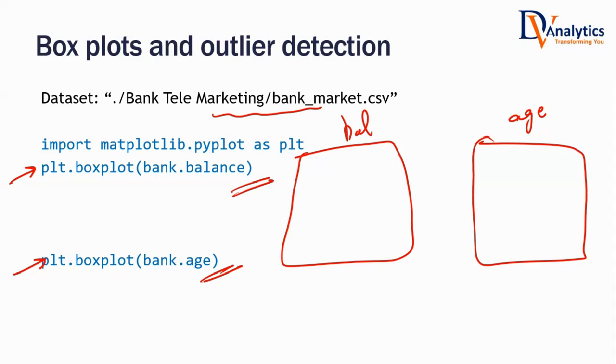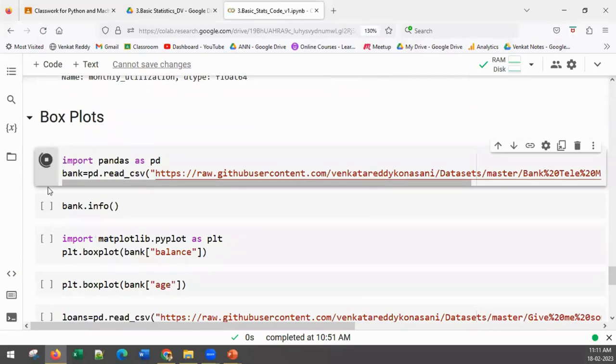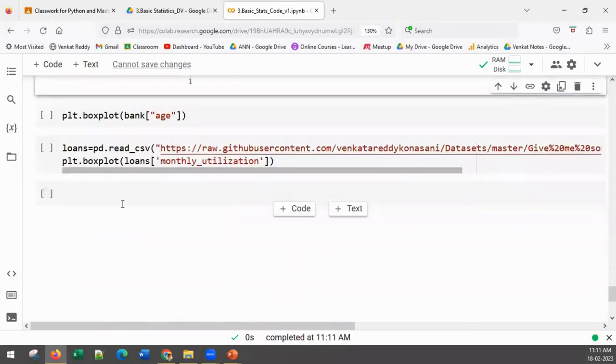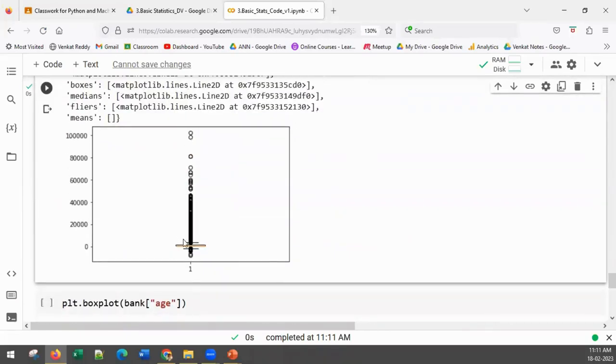Can you really see the box out of that? Yes, sir. In bank balance, the box is very compressed, isn't it? Let us see that. If the box is not visible, it's clearly indicating to us that definitely there are outliers.